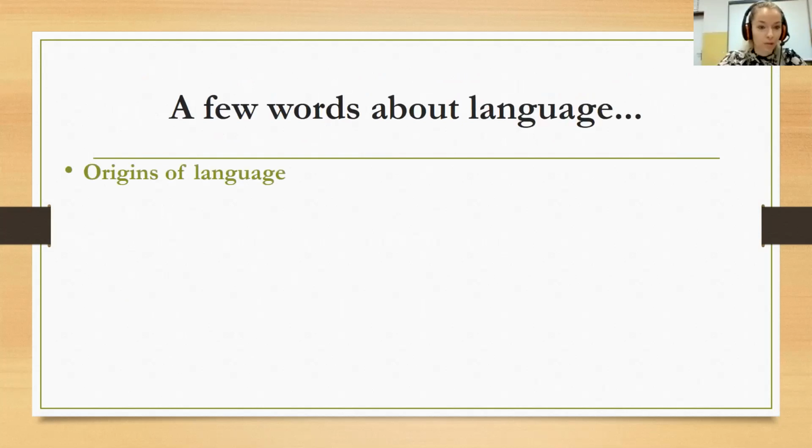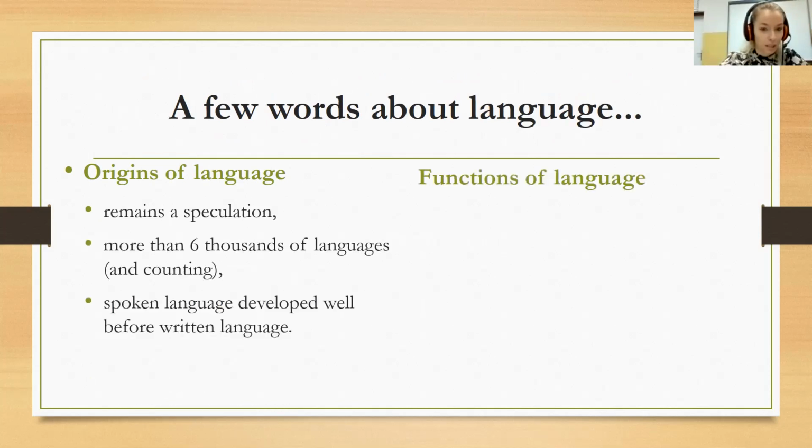A few more words about language, about origins of language. The origin still remains a speculation. We don't know when and where the language started. Just to mention, there are more than 6,000 languages and still counting because, as I mentioned, each ethnic group has its own language and it can be created immediately, a new language. The speculation about the origin of language, I just wanted to mention that there are the main theories. It is the divine source, and that the language came to be from natural sound source.